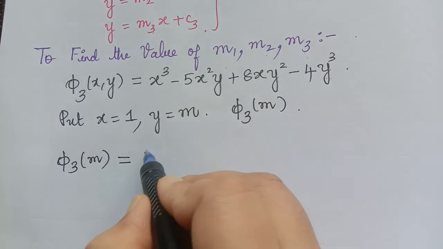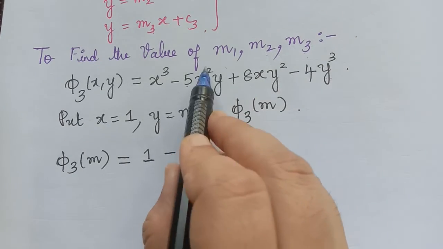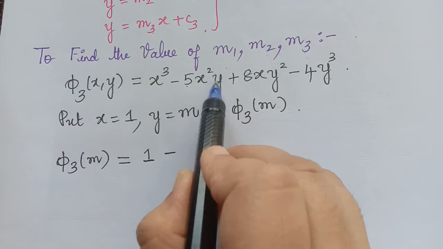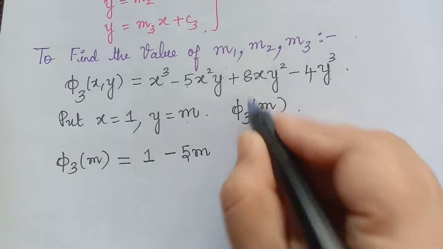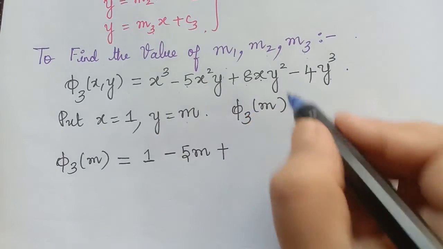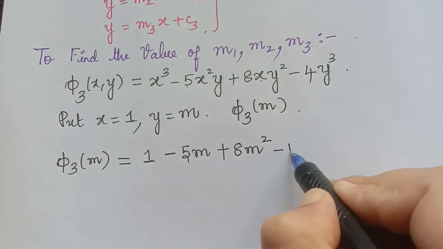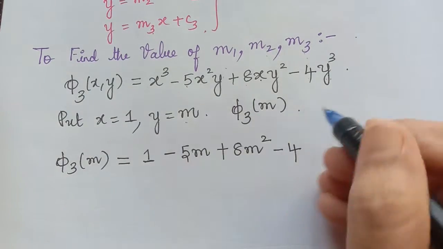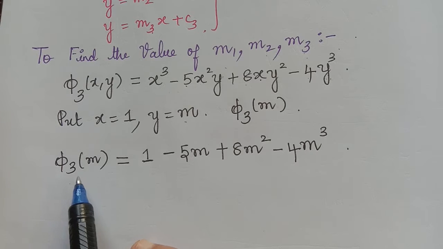So 1 cube is 1 minus 5 again multiplied with 1 square. So 5. Y is what? M. So it will be 5m and plus 8m square and minus 4. Y is equal to m. So m cube. So this is phi 3 of m.